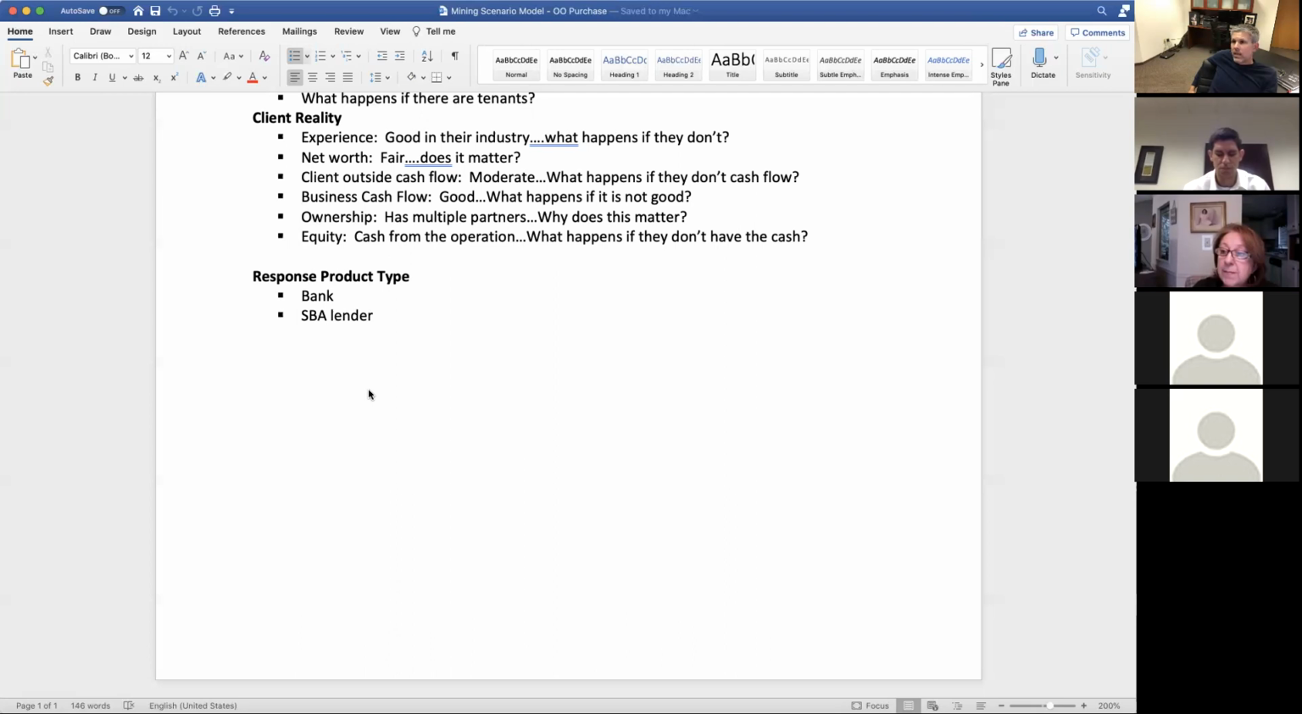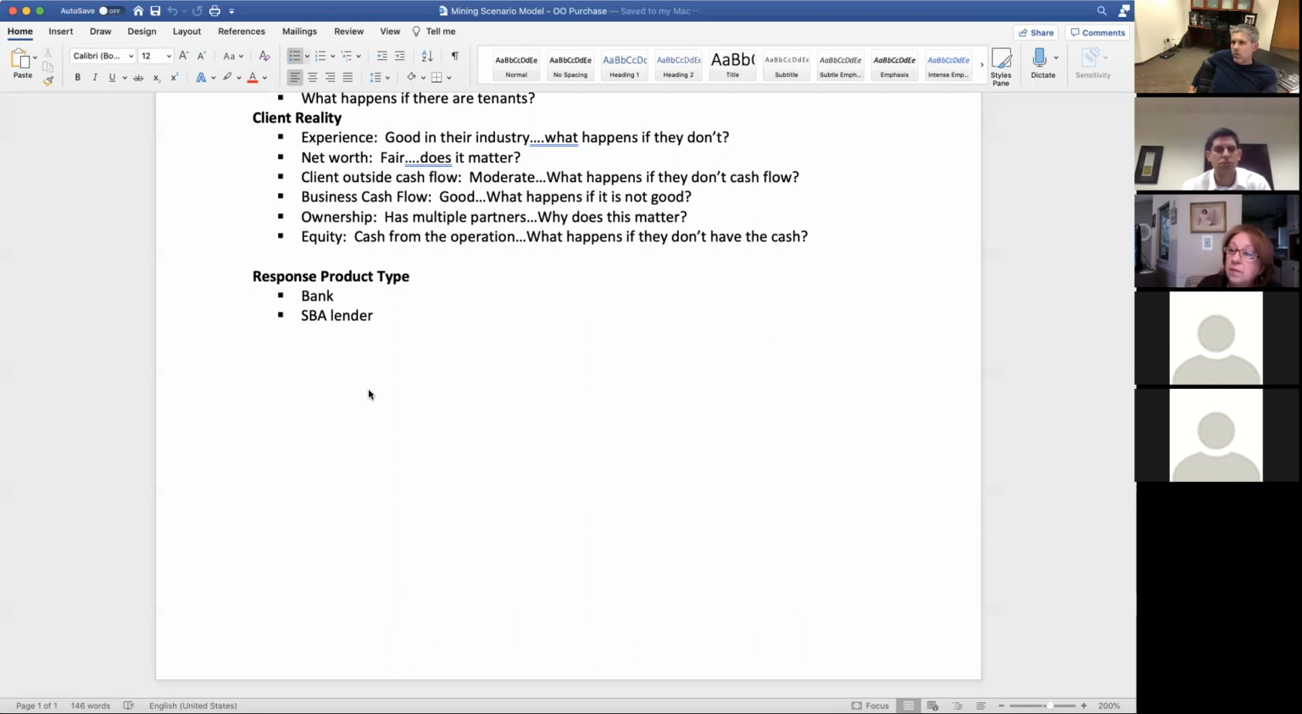So really, at the end of the day, you have two options for owner occupied. It's a conventional bank or an SBA loan. And the SBA loan is either a 504 or a 7A. A 7A loan is 25-year amortization. It's one loan. It could be floating. It could be fixed. Depends on the client.